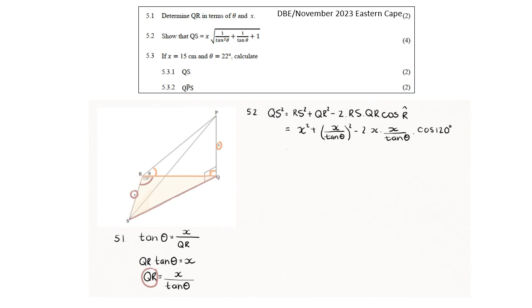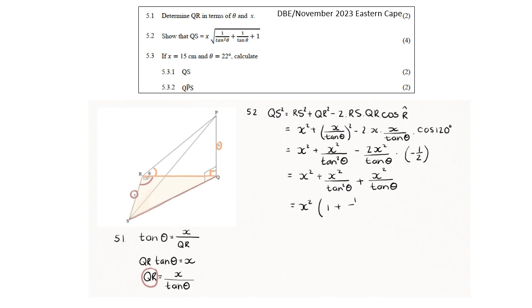And now we can simplify. We can say that this is equal to x squared plus x squared over tan squared theta minus 2x squared over tan theta, and then cos of 120 degrees is equal to negative a half. We can simplify this further. It becomes x squared plus x squared over tan squared theta plus x squared over tan theta. Now x squared is a common factor for this expression, so we can factorize, and this is then equal to x squared times 1 plus 1 over tan squared theta plus 1 over tan theta.